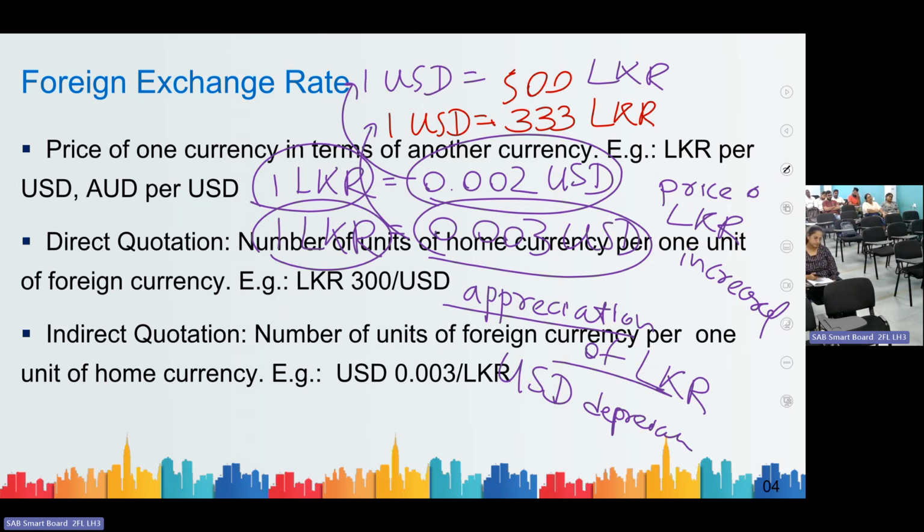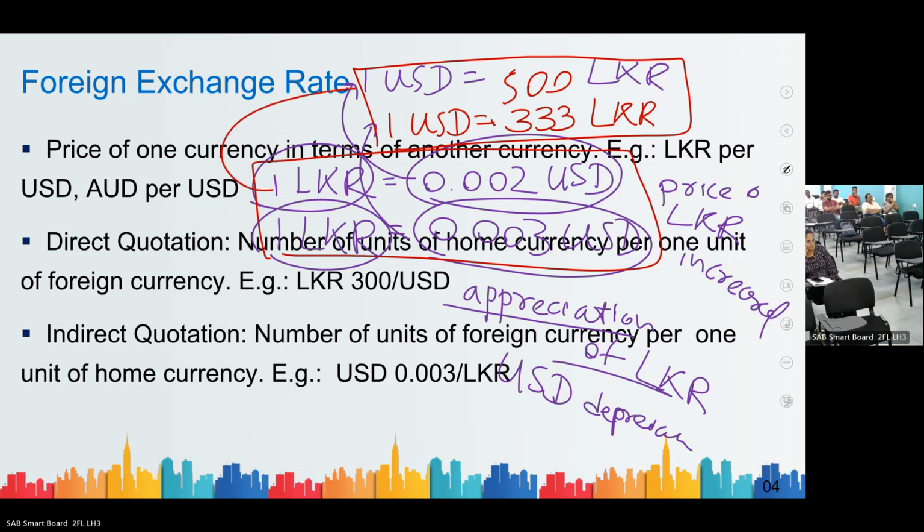Both types of exchange rate give the same information. These two exchange rates are the same. It is the same exchange rate in two different ways. That is called direct quotation and indirect quotation.